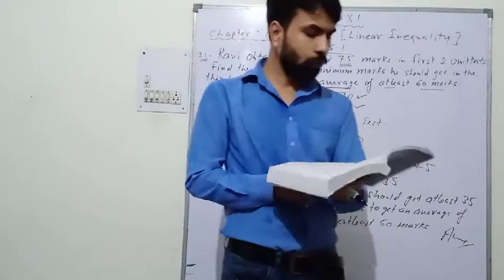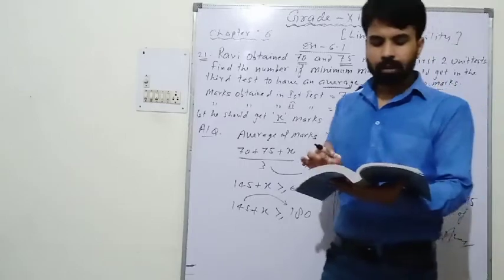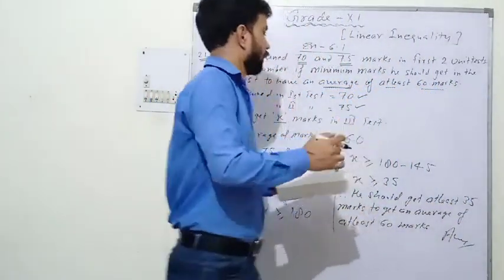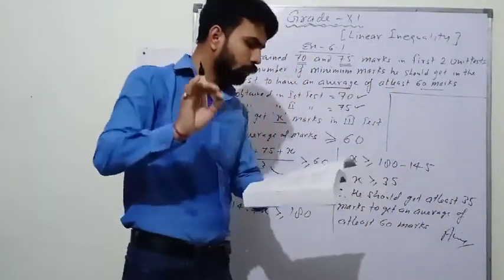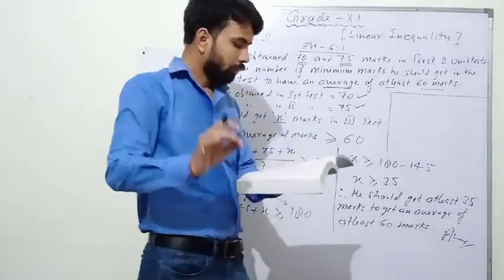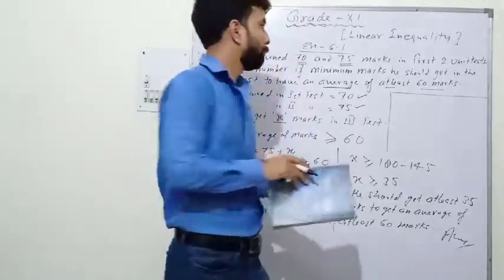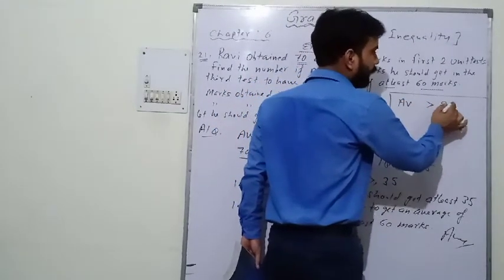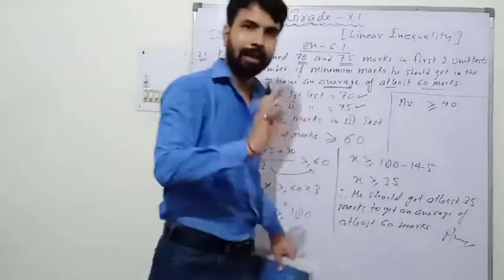Read the next question in your book. To receive grade A in a course, one must obtain an average of 90 marks or more. I am explaining here. एक कोई कोर्स है जिसमें ए ग्रेड लाने के लिए उसका एवरेज कितना होना चाहिए? One must obtain an average of 90 marks or more. Means average is either greater than 90 or equals to 90. So average mark should be greater than equals to 90.